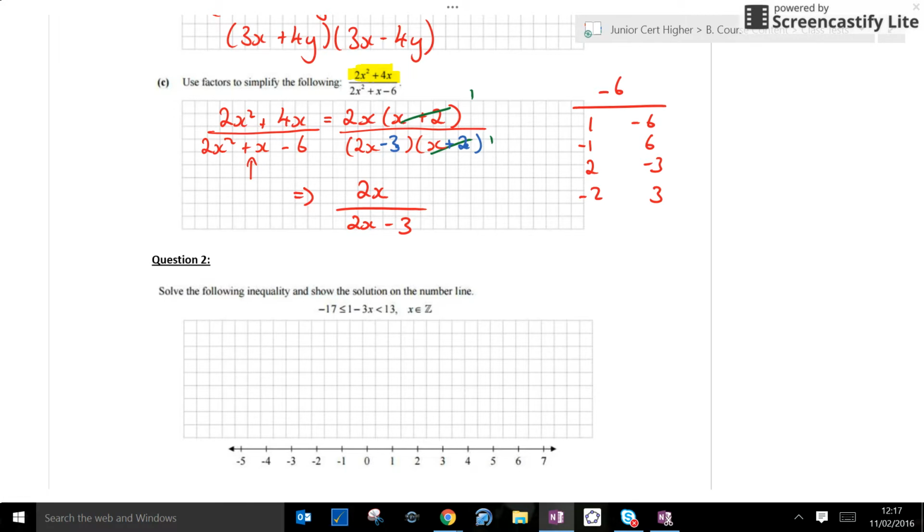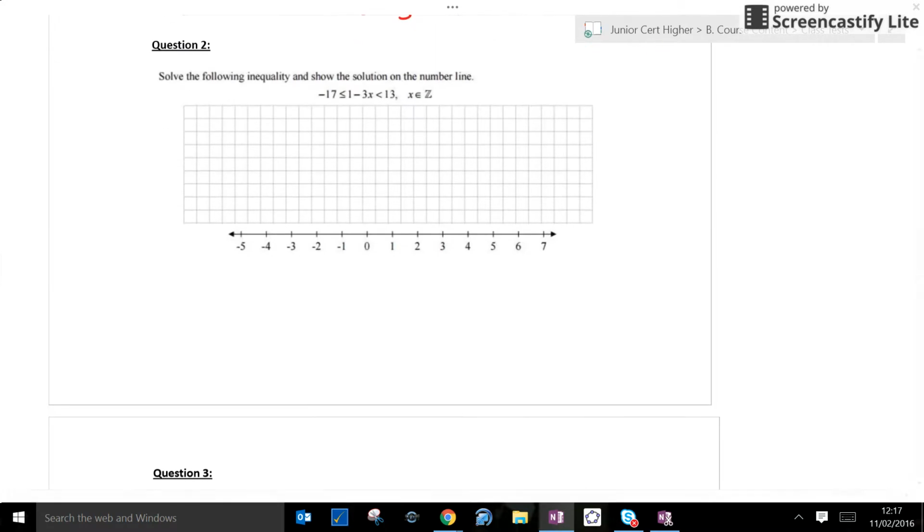Let's move on to question 2. We want to solve the following inequality and show the solution on the number line. So we have minus 17 is less than or equal to 1 minus 3x, which is less than 13. The idea here is we want to isolate the x term, get it on its own, and solve for x.